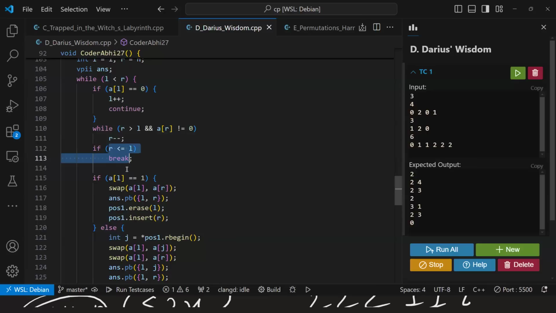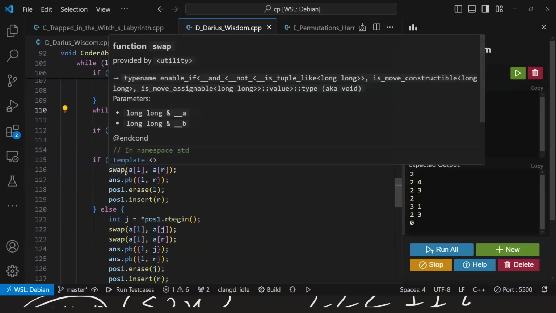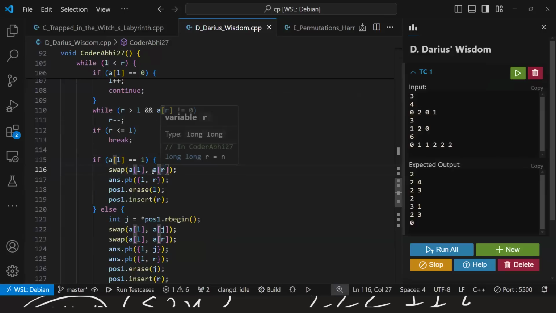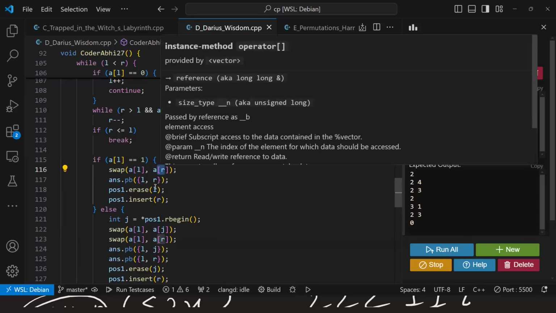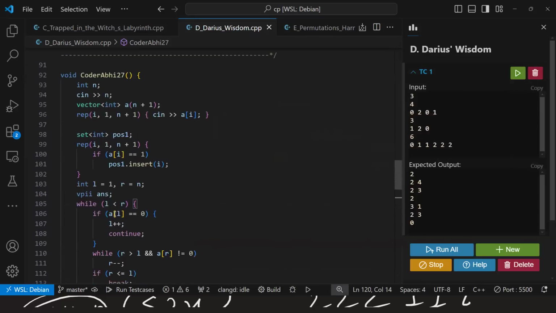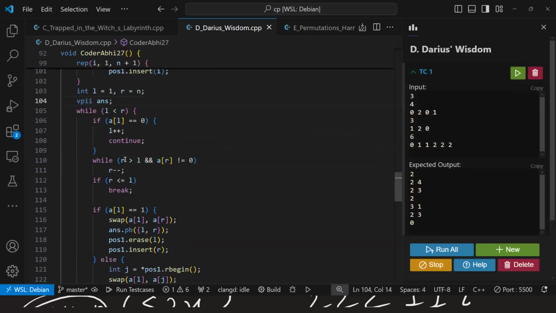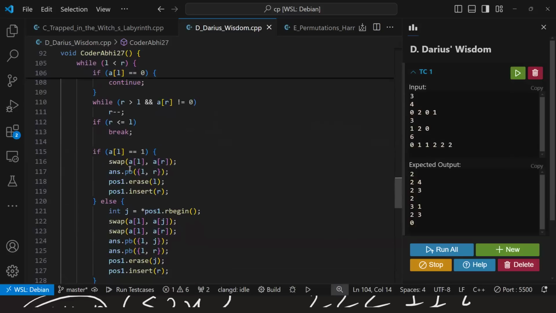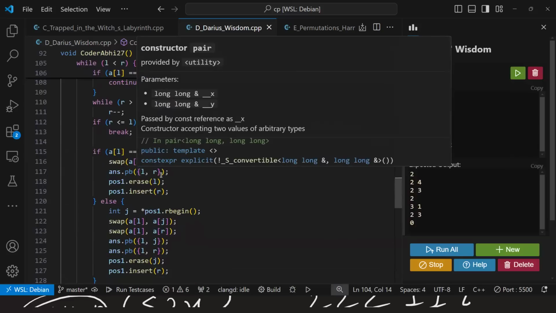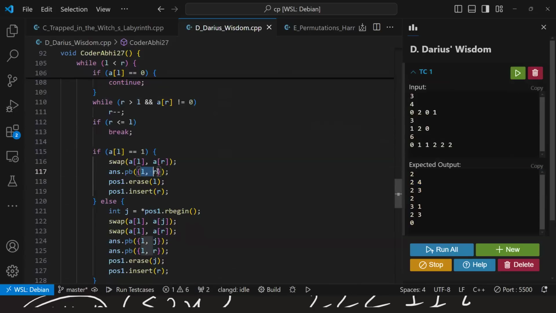Now, when AL is 1, I need to swap AL and AR. At AR, I have a 0, and at AL, I have a non-zero element. So I swap AL and AR to get a 0 at L and 1 at R. For storing the answer, I initialize a vector of pair of long long. In that, whatever swapping I am doing, I push back L and R, so that I can print all the swappings that I'm doing in my final answer. So for that, I'm storing them.